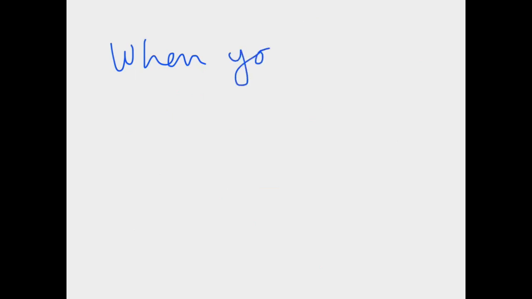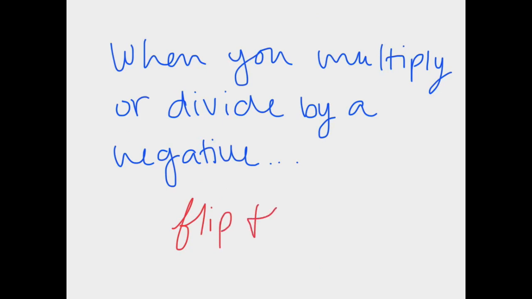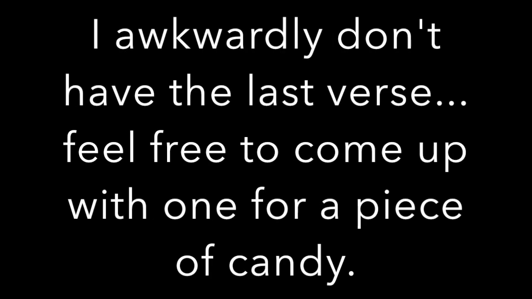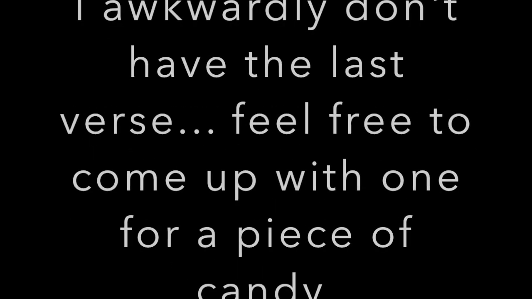When you multiply or divide by a negative, flip the sign, flip the sign. When you multiply or divide by a negative, flip the sign, flip the sign.